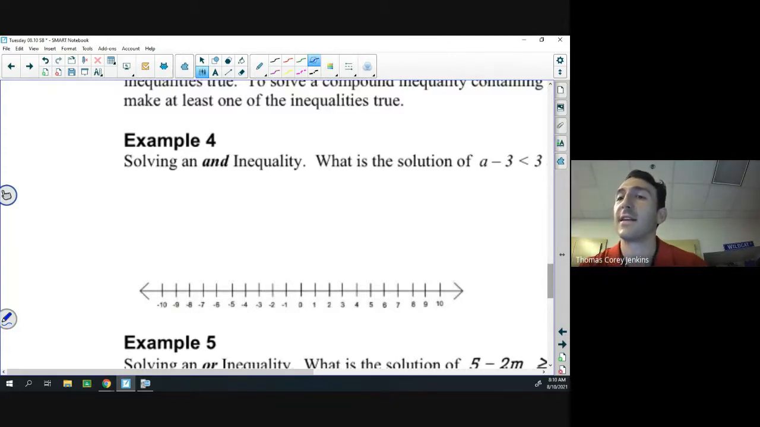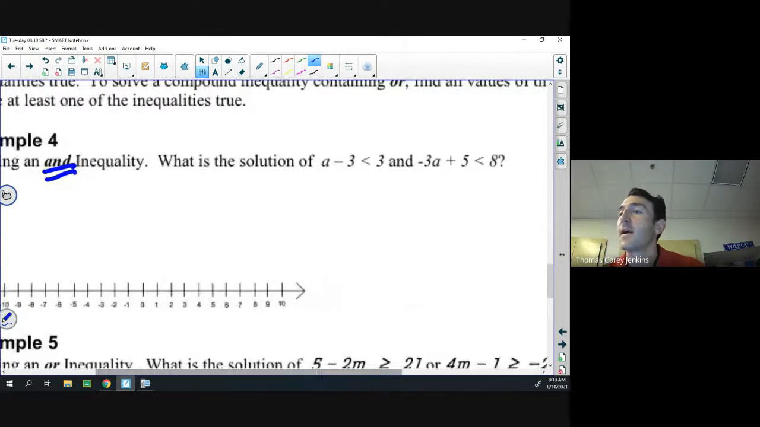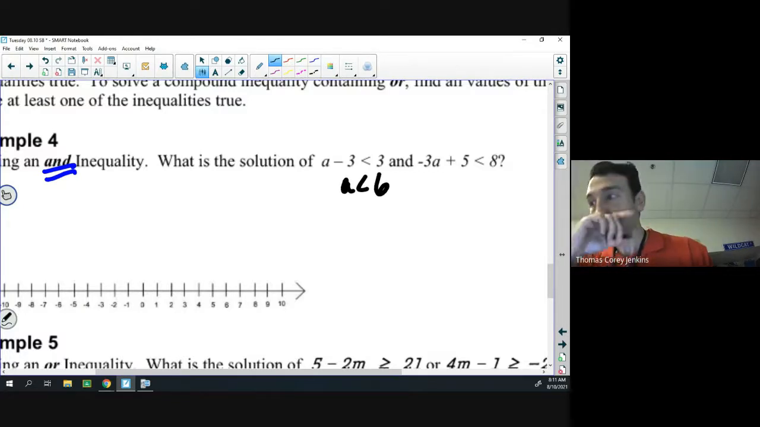So this one is an and, we know that because it says and, right? Basically, if it's an and or an or, you have two separate inequality parts to solve. Okay, so we have a minus 3 is less than 3. So let's add 3 to both sides to solve that to get a is less than 6.